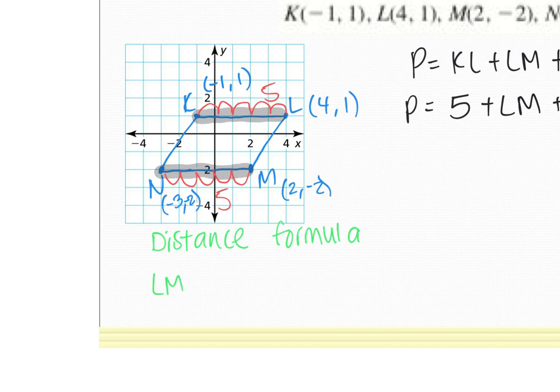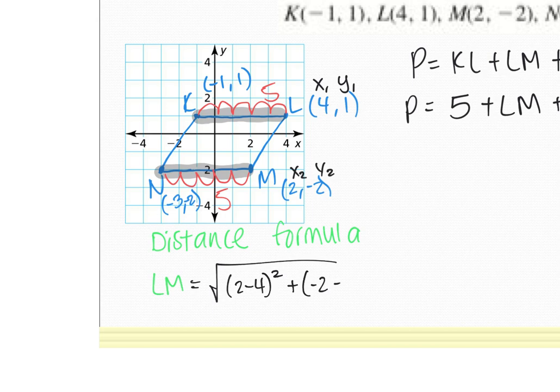Okay? Make one of your points X1 and Y1. Make your other point X2 and Y2. I'm using L as X1 and Y1, and I'm using M as X2 and Y2. And then write your formula. It's going to be the square root of X2, which is 4, minus X1, which is -1, squared, plus Y2, which is -2, minus Y1, which is 1, and then we're squaring it.